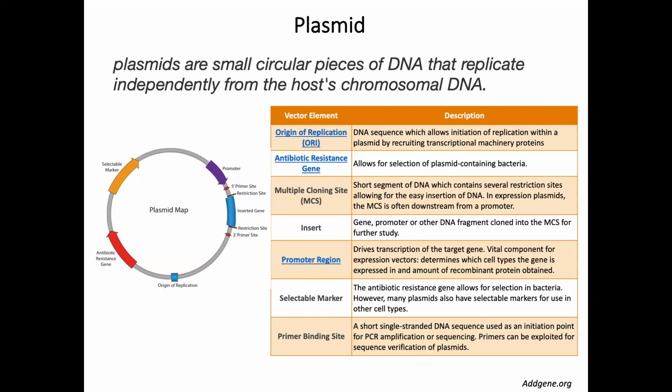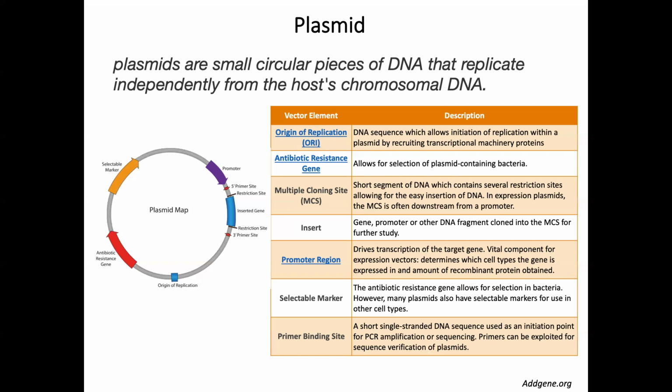I just need to mention two elements here. One is this ORI, the origin of replication, okay? So this is where DNA replication of the plasmid starts, because the plasmid needs to amplify itself inside the bacteria, right? So this is where it starts to replicate the plasmid sequences, okay?